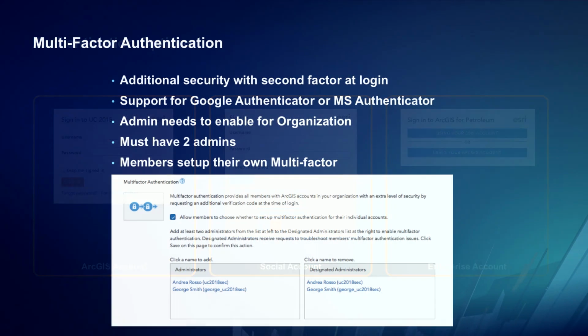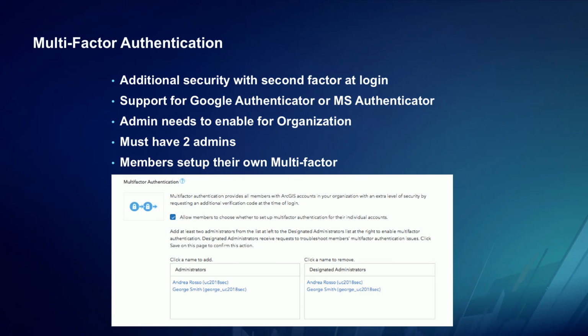With ArcGIS Online accounts, you can also enable multi-factor authentication. This is where you use a second factor, which is your smartphone in this case, with Google Authenticator or Microsoft Authenticator, where you have a number that changes every 30 seconds. And in addition to your password, you also have to provide that. You can enable this on your organization, and you need to have at least two admins in that case, because typically you would set this up on your administrator or privileged accounts.